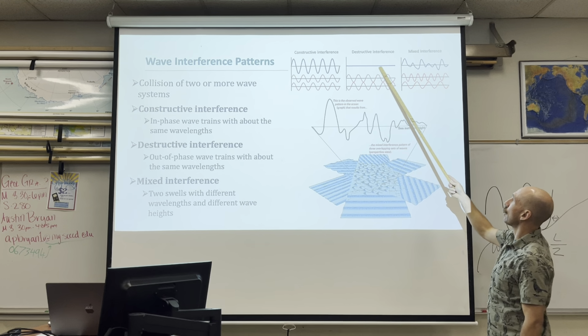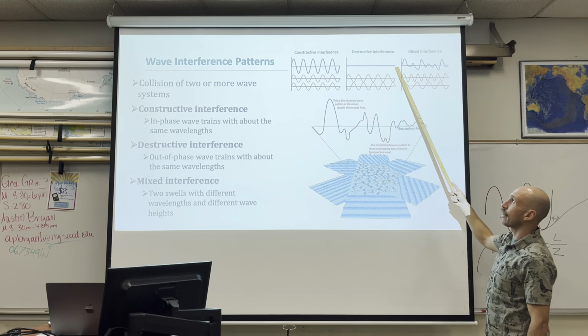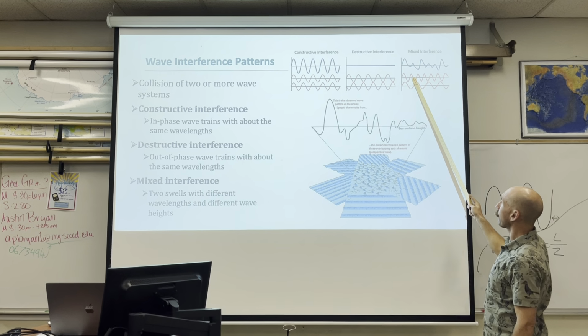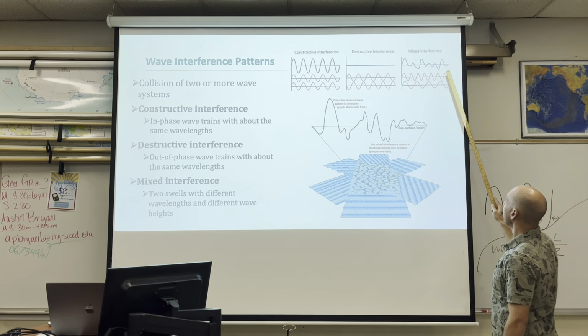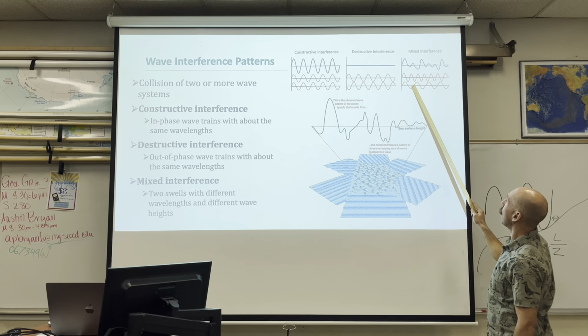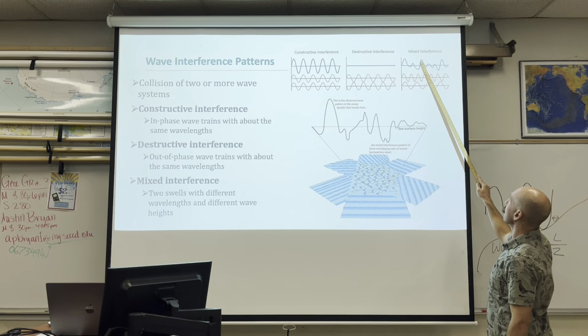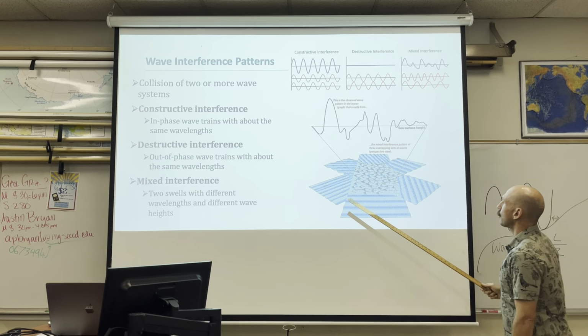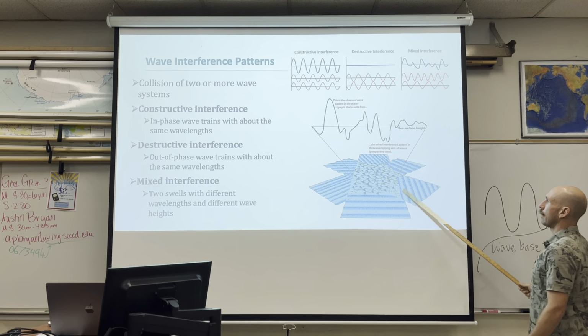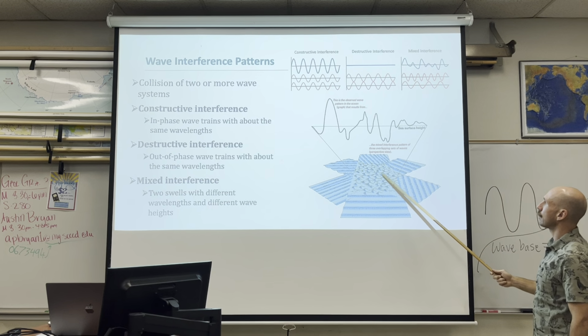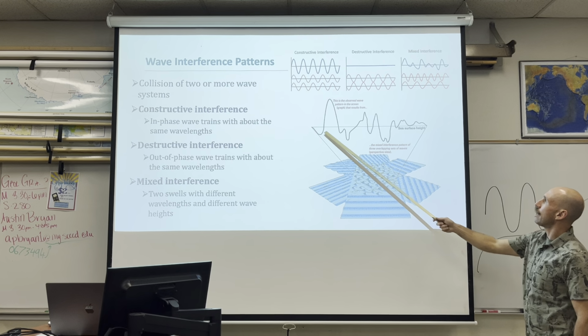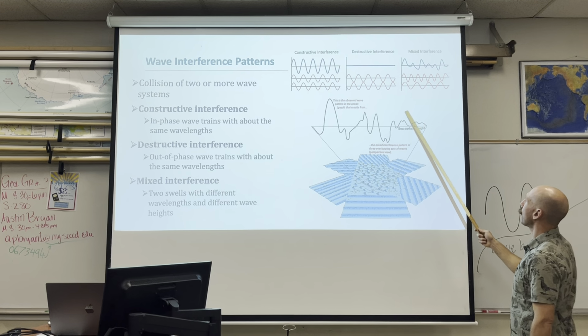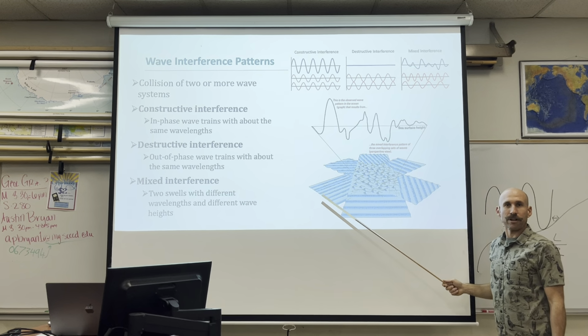This cancels each other out. Destructive interference. Mixed interference is where you have waves of different frequency that combine to give wavelengths that are all over the board. So here we can see 3 incoming waves, lots of incoming waves to give you different types of waves in a mixed interference pattern.